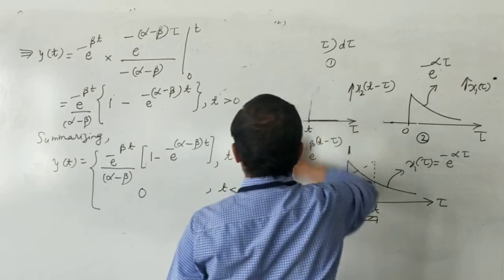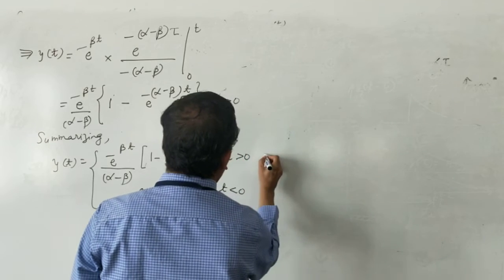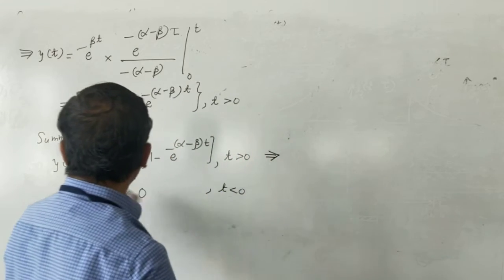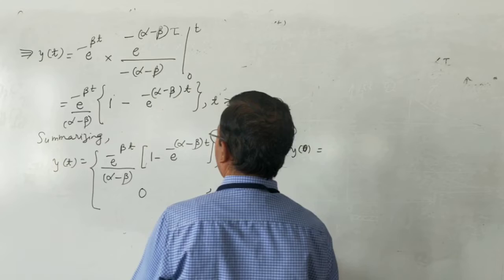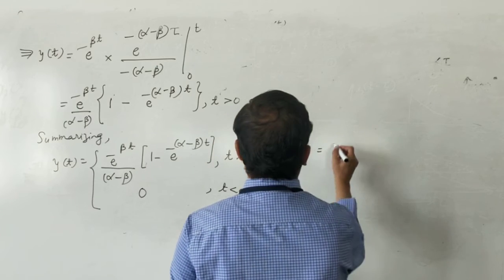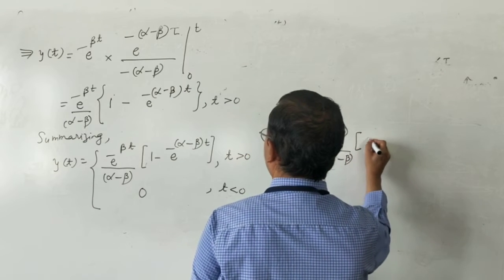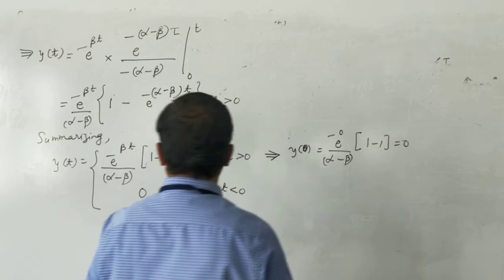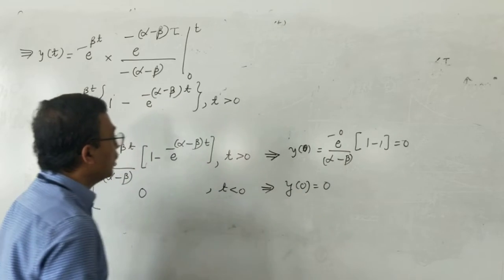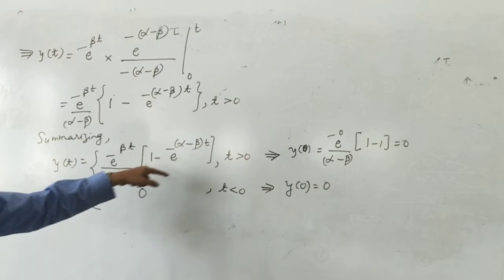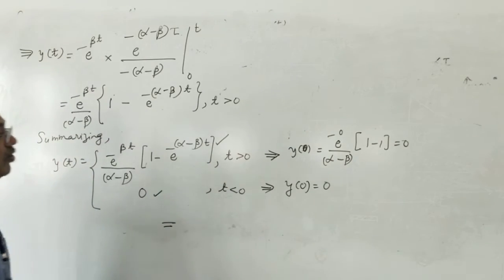The correctness of this answer we can verify in this manner. See, this implies when you put t equal to 0, what is y of 0? You put t equal to 0. So what you get? You get e to the power minus 0 divided by alpha minus beta into 1 minus 1. The result is 0. In this expression also you put t equal to 0. So what is y of 0? Y of 0 is 0. So both the expressions give identical values at t equal to 0. Therefore our answer is correct. This is the way we have to cross check our answers.